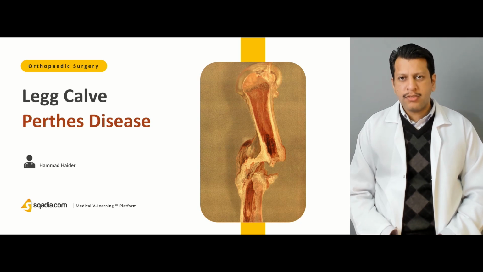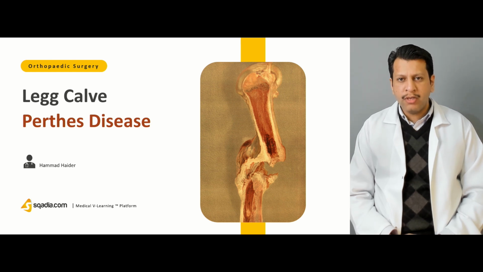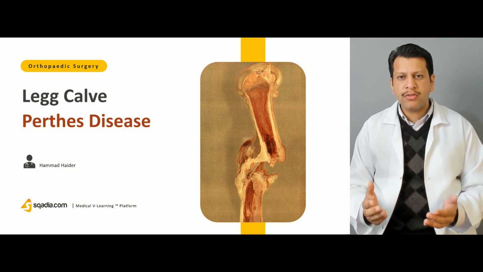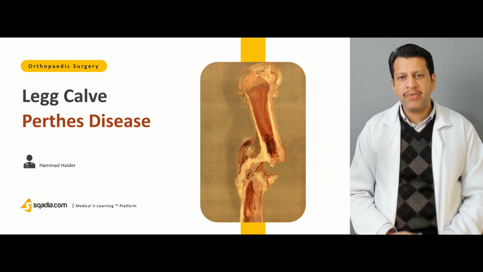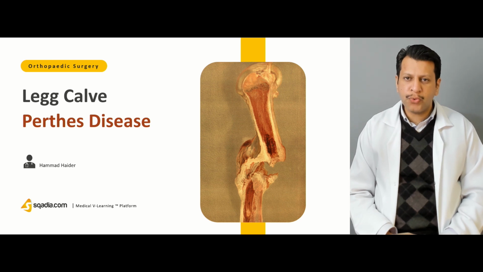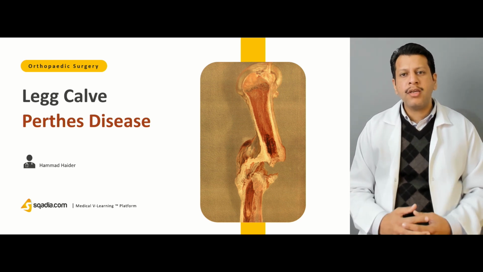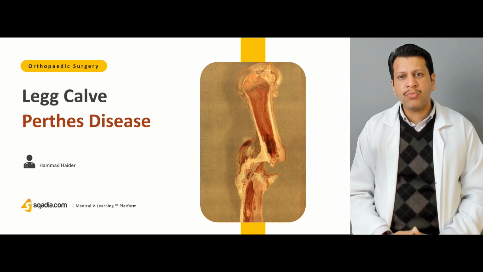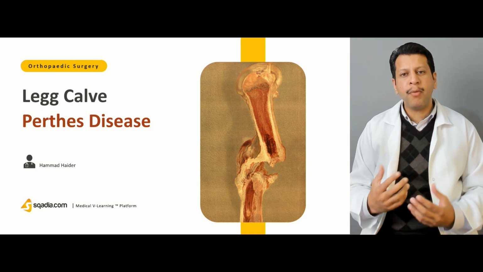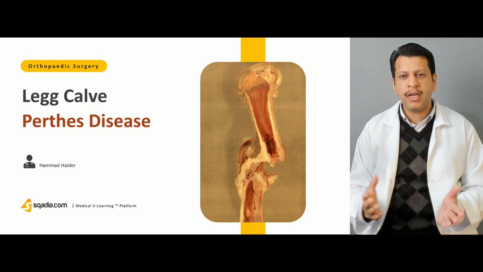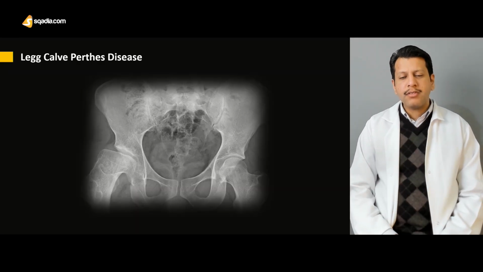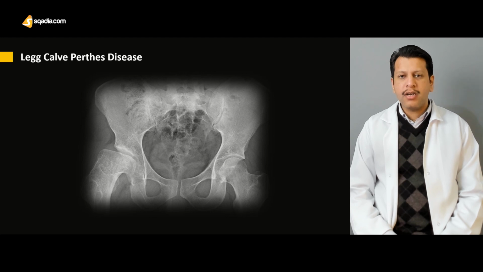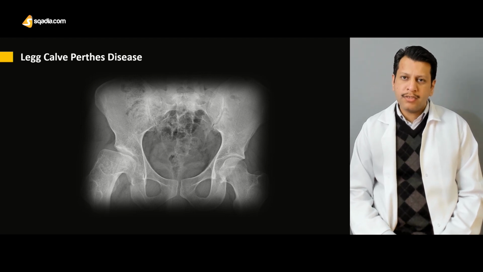Legg Calve Perthes disease is a disease mainly of boys, from 4 to 8 years of age. Mostly boys are affected, although it can occur in females, but it mainly affects boys. It's a pediatric condition which predominantly affects the hip joint of the child, usually at around 8 years of age. This is an X-ray which classically depicts Legg Calve Perthes disease.